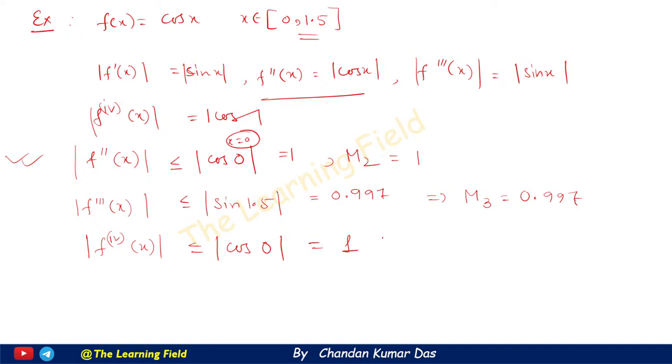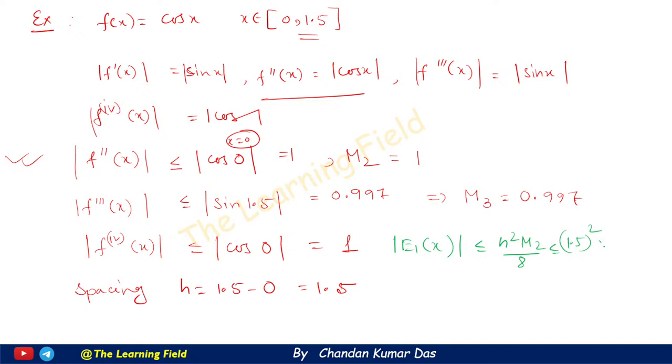Therefore, for the polynomial formula for equispaced points, for the linear polynomial the spacing is h equal to 1.5 minus 0, which is 1.5. The error bound is mod of e1(x), less than or equal to h squared M2 by 8, which is 1.5 squared into 1 by 8, equal to 0.2812. This is e1.